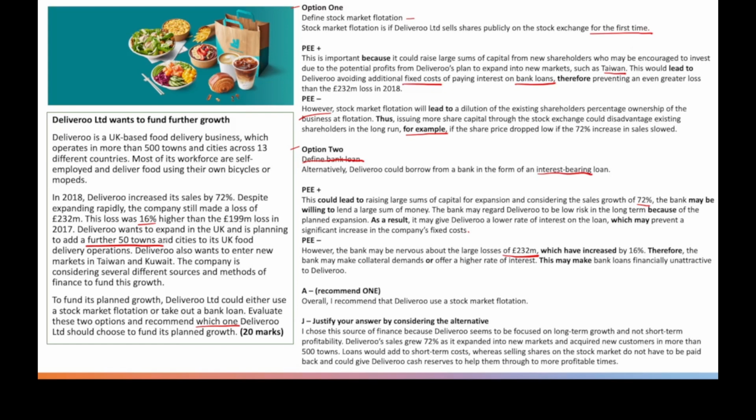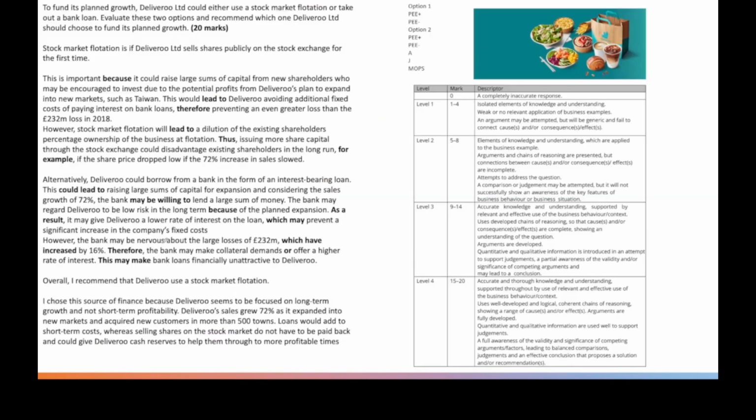We've got chains of argument. It is balanced. Let's go and have a look at the marking standards and see how that works out for us. So here's our answer. Again, we're not aiming for perfection. We're aiming for level 4.